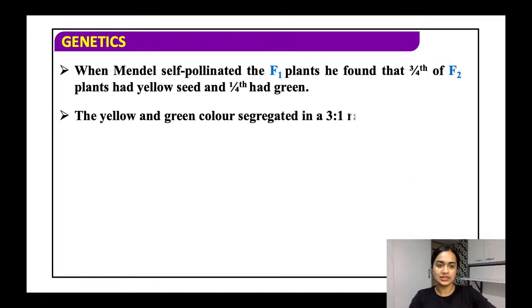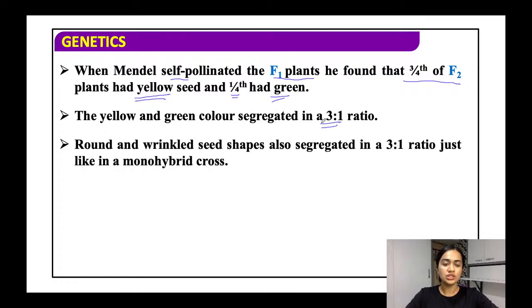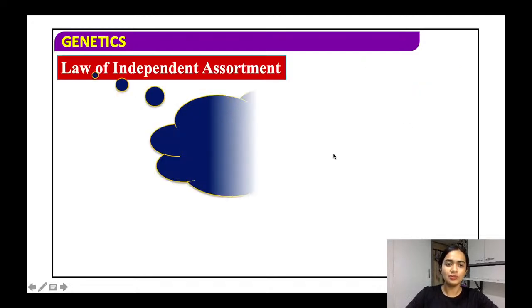So the similar explanation now is that when Mendel self-pollinated the F1 plants, he found that 3/4 of the F2 plants had yellow and 1/4 of them had green. Alright? And the yellow and the green color was segregated in the ratio 3:1. Now he took the round and the wrinkled seed shapes and also segregated them in a 3:1 ratio, just like a monohybrid cross.